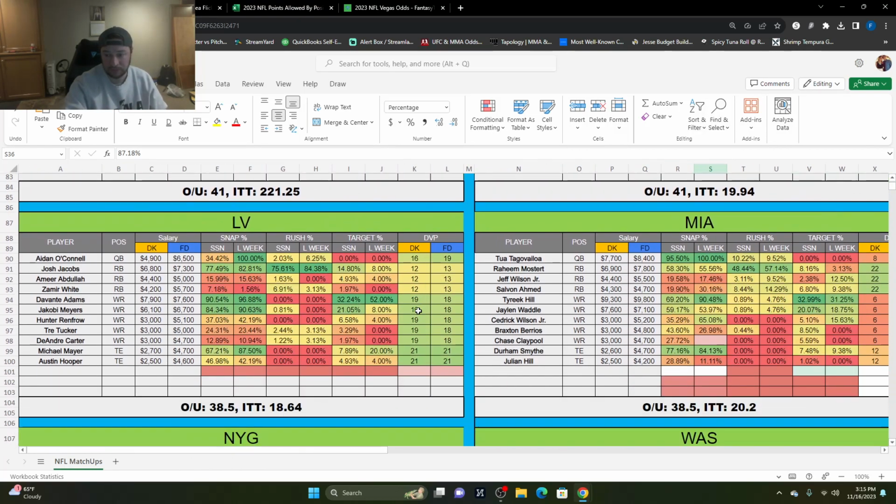The Raiders versus the Dolphins. Now, the Dolphins are coming off of a bye week, so they're rested. They're healed up, whatever. They went to Germany, and then they had a bye week. You've got Aidan O'Connell versus Tua.